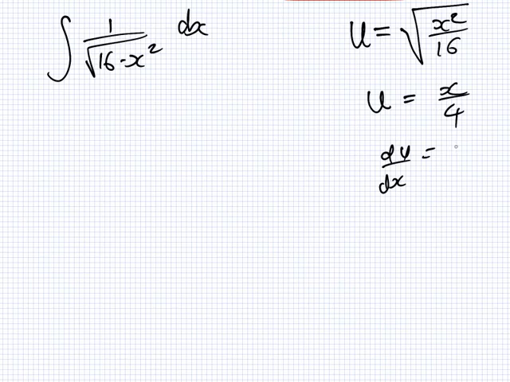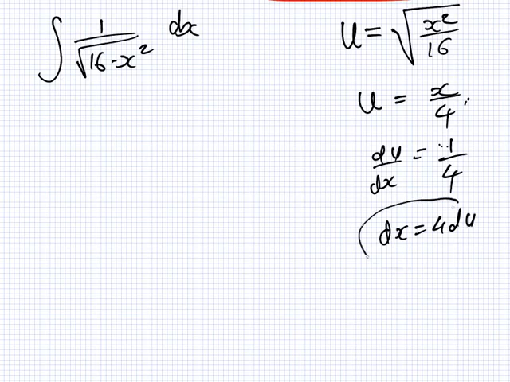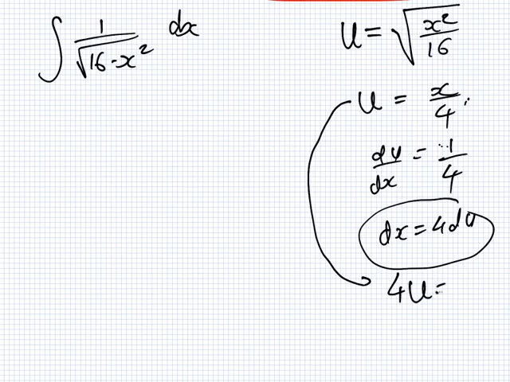What does du dx equal? What does du dx equal? Here. I'm only giving you 10 more seconds on this and I want an answer. 1 over 4. So that means dx is 4 du. And also from here I can say 4u equals x.